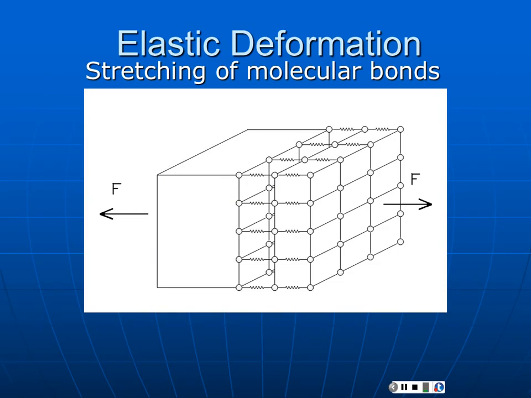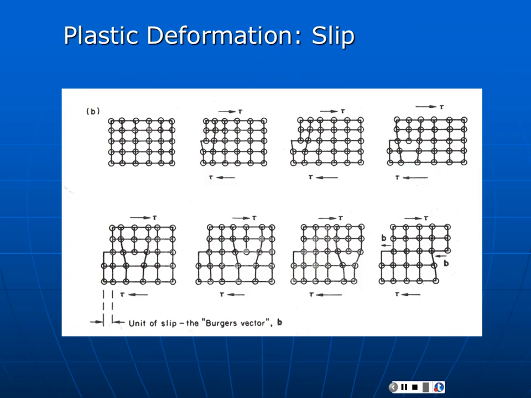Elastic deformation, remember, is stretching of primary bonds or secondary bonds. If we're talking polymers, those will be involved as well. But we're just talking about the stretching between the atoms, the bonds between the atoms or the molecules. And remember, plastic deformation is primarily due to slip of dislocations.